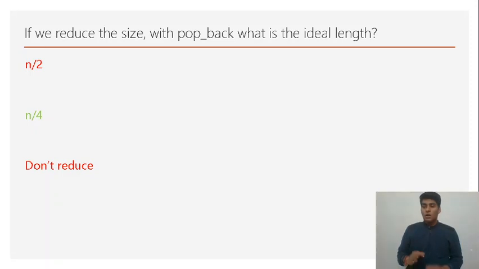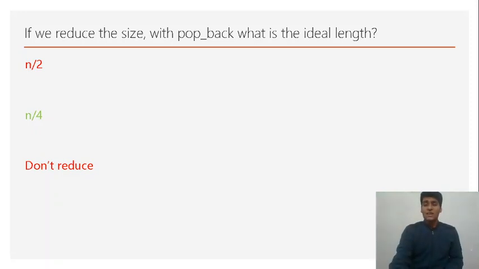N by 4, what does that result in? It says at any time the vector won't be more empty than 75%, and there will always be space to keep something, which sounds very nice. Not reducing is optimal in many cases where you do not care too much about the memory and you know there are not going to be too many entries, but it is always advisable to reduce the size.